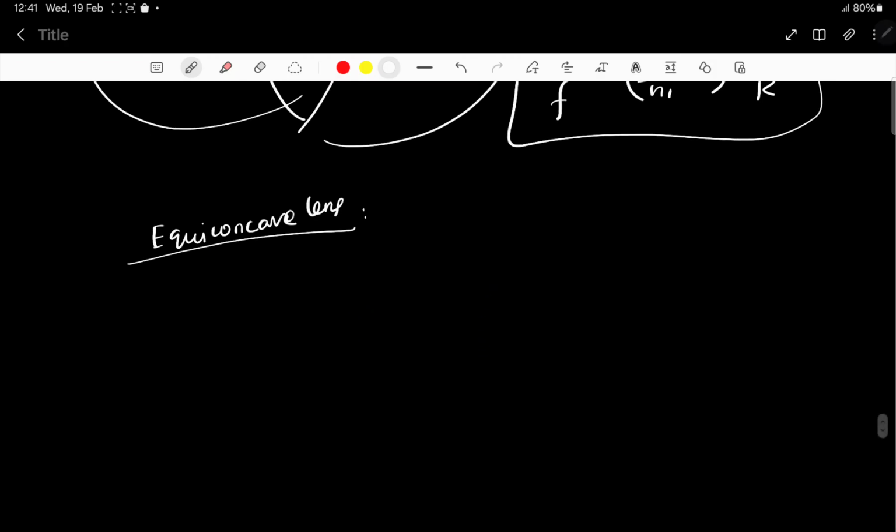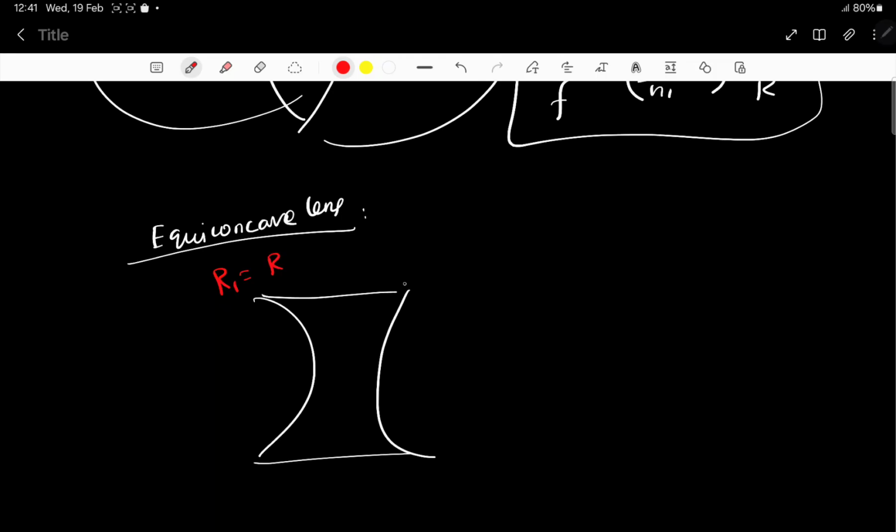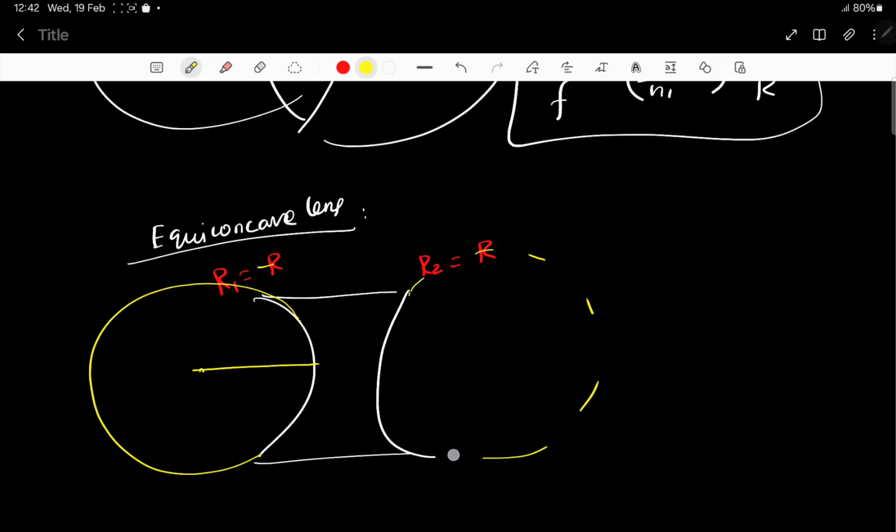Similarly, for the equiconcave lens also, the value of this radius is identical to this radius, but the only difference is, since this surface has its center on this side, its radius is measured in this way, so it should be negative. But this surface has its center on this side, so its radius is measured in this way, and as per our sign convention, this radius is positive.